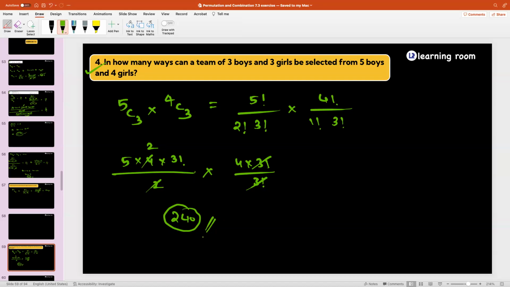Wait. 2 into 3 factorial, this and this will get cancelled. So correction. So it will be 10 into 4, 40 ways. The 3 factorial gets cancelled, no?